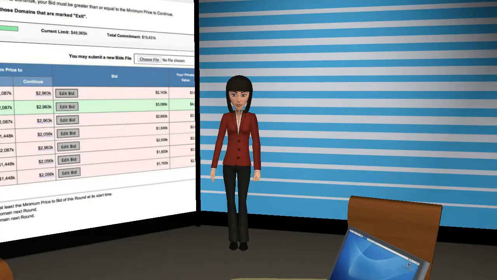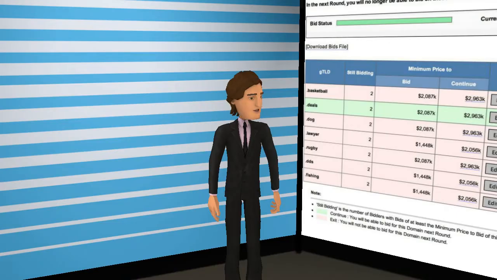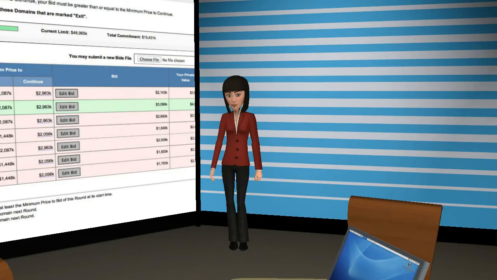The auction system will identify if the domain received multiple bids that are greater than or equal to the minimum price to continue. If so, the auction for that domain will proceed to the next round, and the prices for the unsold domains will be increased by a percentage increment in the next round. If there is only one or no bid that is greater than or equal to the minimum price to continue for a domain, then what happens? Then that domain is won by the highest bidder. If there are ties, they are broken randomly.